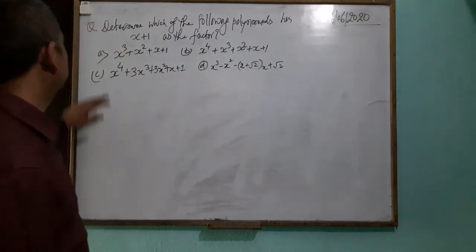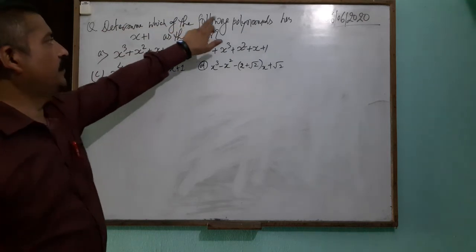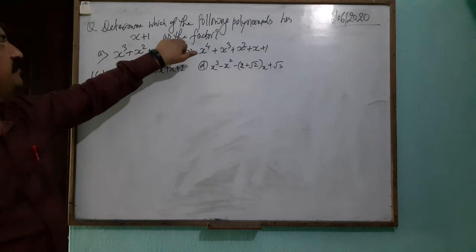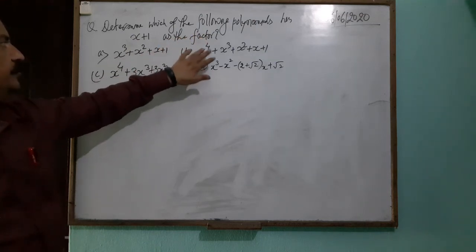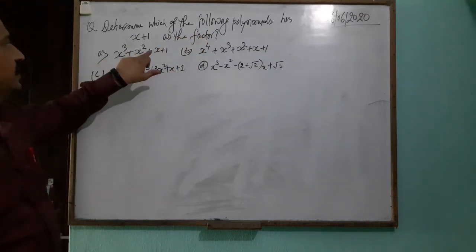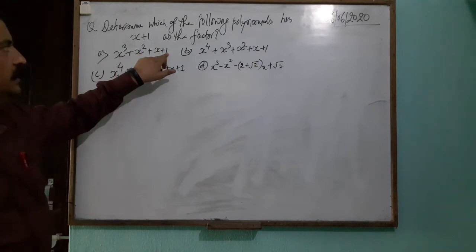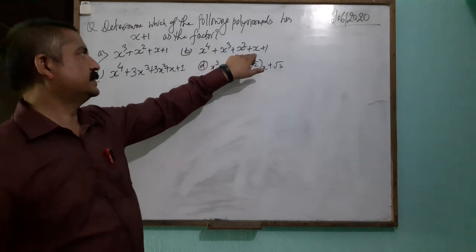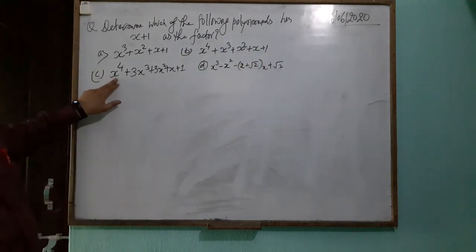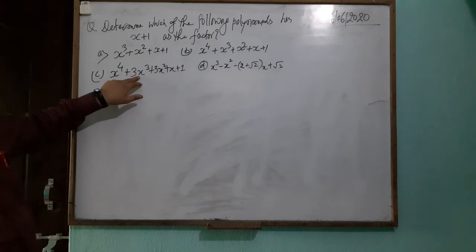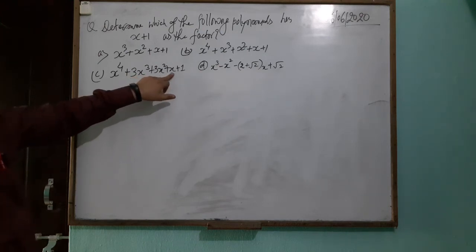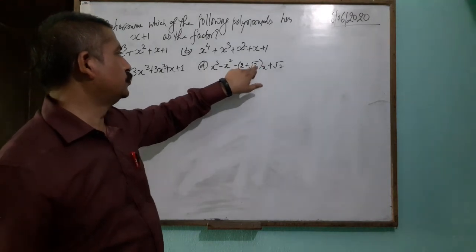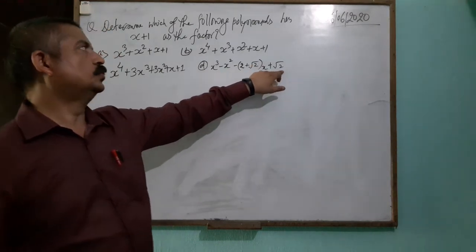So your homework is to determine which of the following polynomials has x plus 1 as a factor. 4 different questions. x cube plus x square plus x plus 1. Next, x power 4 plus x cube plus x square plus x plus 1. Next, x power 4 plus 3x cube plus 3x square plus 3x plus 1. x cube minus x square minus (2 plus root 2)x plus root 2.